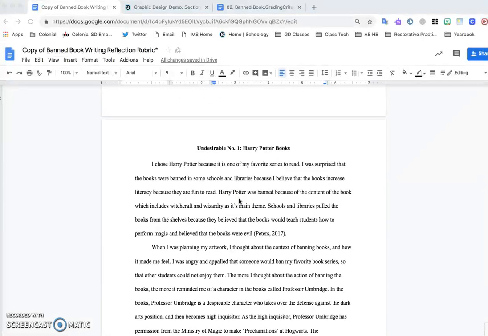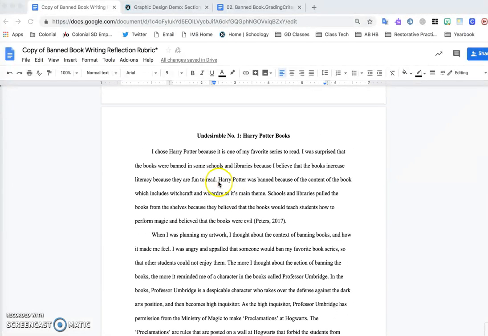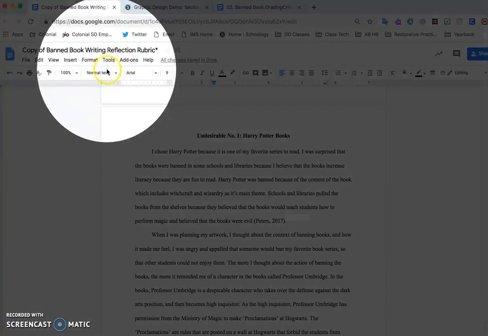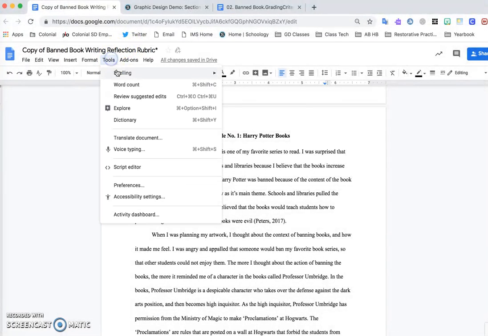Since you're typing this up online, there should be no reason that you have spelling or grammar errors in here at all. Because up here, where it says Tools, if you click on this right here, there's actually a spell check right here in Google. So you should be using this, and you should be correcting your spelling.